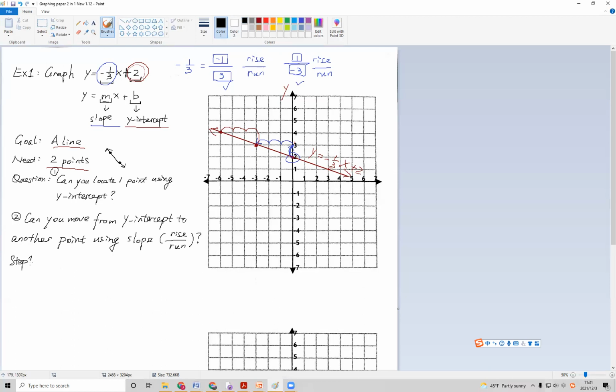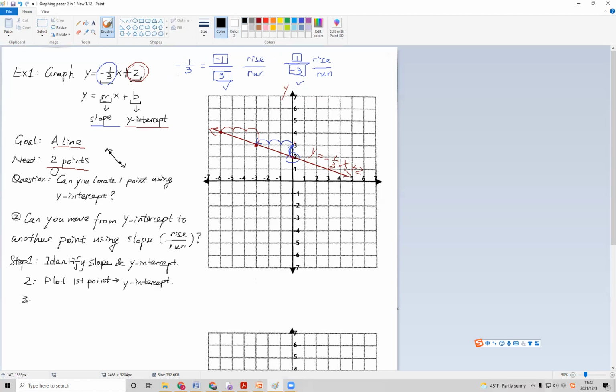Step 1, first you identify the slope and the y-intercept. You need to know your slope, you need to know your y-intercept from the equation. Now step 2, plot or graph the first point, which is your y-intercept. Go to your y-axis, find that number.